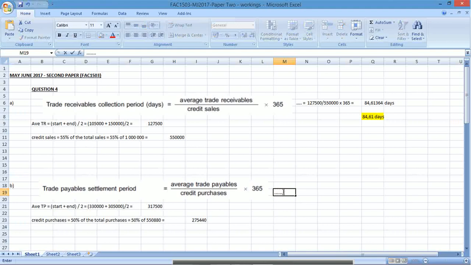Right, now I just need to substitute that into there. So 317,500 divided by 275,440 times 365 gives you an answer: 420 days. They said round off, 420.74 days. And there's your answer for B.